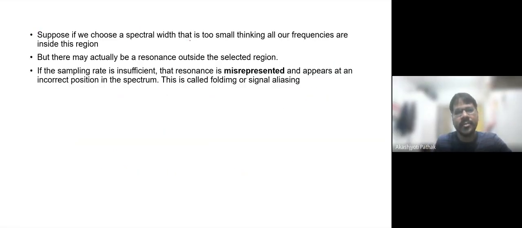Suppose we choose a spectral width that is too small, thinking all our frequencies are inside this region. It can sometimes happen that we think all the frequencies are present within our spectral width, but there may actually be a resonance outside the selected region. If the sampling rate is insufficient, that resonance is misrepresented and appears at an incorrect position in the spectrum. This is called folding or signal aliasing, which is what happens when the sampling rate is insufficient.